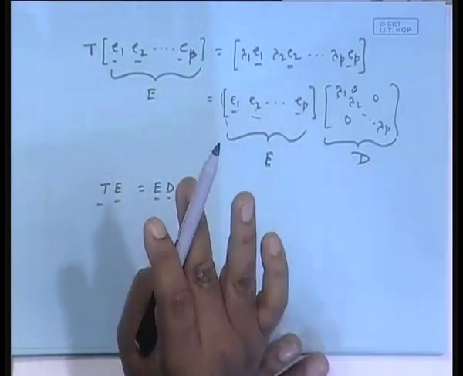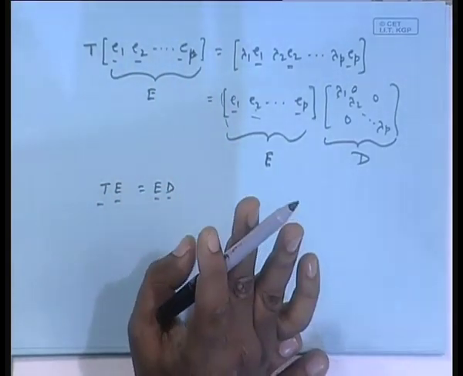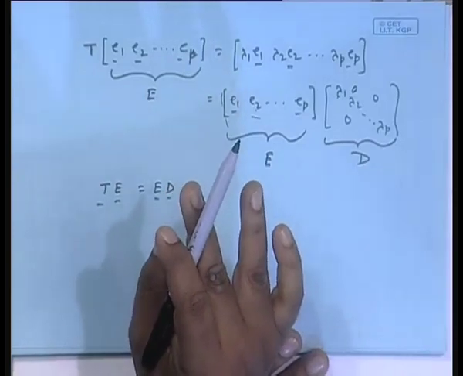So, they are mutually orthogonal. E1 Hermitian E2 is 0, E1 Hermitian E3 is 0. Only E Hermitian with itself will not be 0, because the vector is not 0, I told you. Hermitian with itself will be a summation of mod square terms, which cannot be 0, because then every term has to be 0, which is a contradiction. So, all cross terms will be 0.